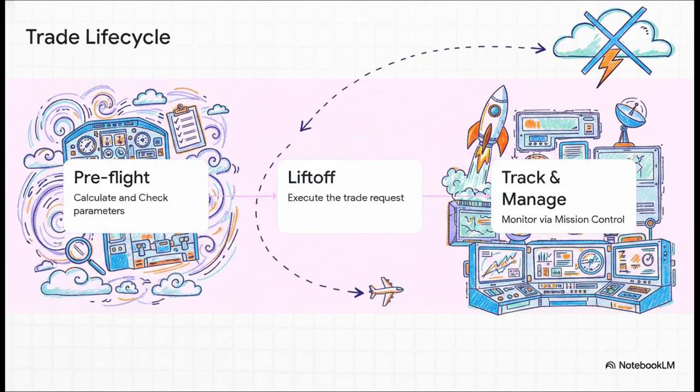So here's the crucial takeaway. Every single successful algorithmic trade follows an exact 3-step lifecycle. First, you calculate and check your parameters. Think of that as your pre-flight routine. Then, you actually execute the trade, which is liftoff. And finally, you track and manage the trade from mission control. Honestly, if you skip any of these steps, you are flying blind.